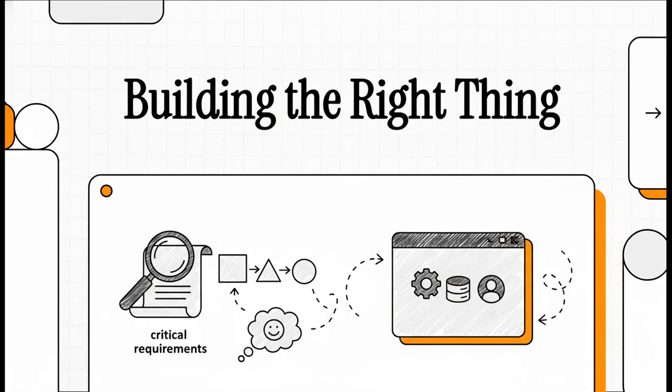When you see a software project fail, it's rarely because of bad code. More often than not, it's because of a bad plan. Today, we're diving into what might be the most critical part of any project: making sure you're building the right thing from the very beginning.